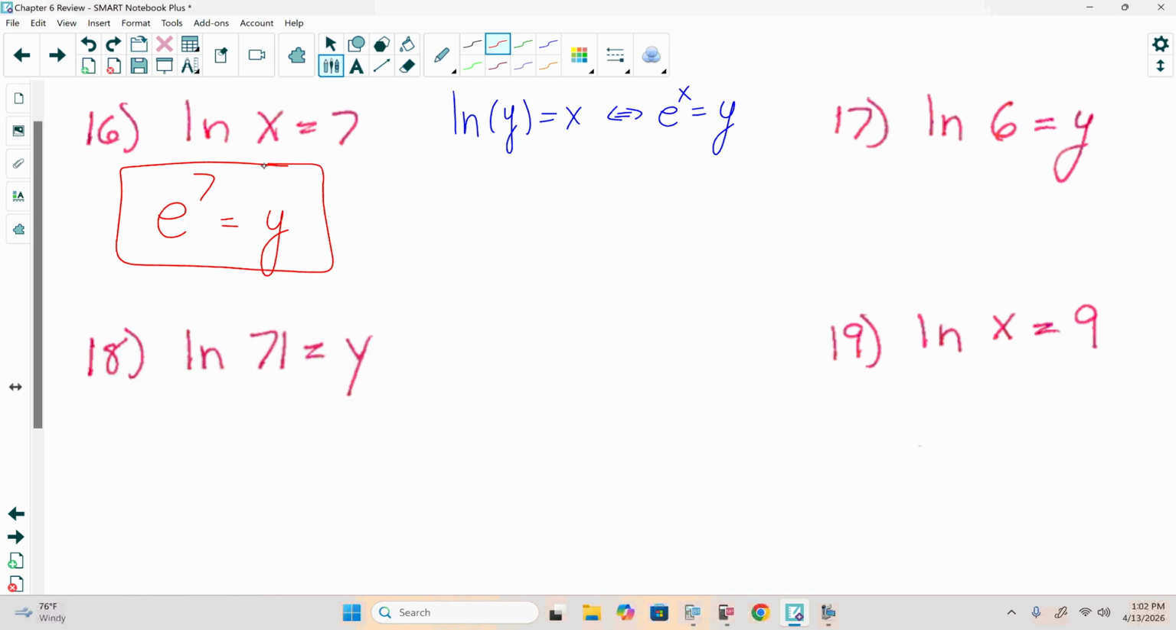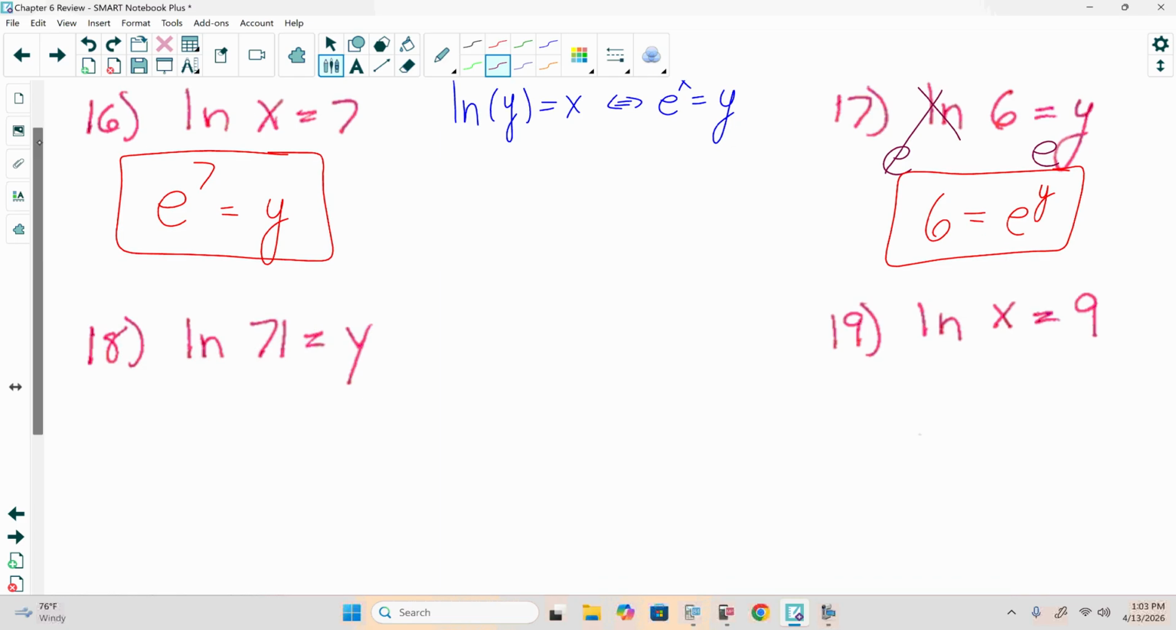Number 17. We can do exactly like I did on the previous one. Or we can do exactly the switching method, or if I wanted to, like on the last set, we can apply the base to both sides. Because e to the natural log of 6 would be 6. Our e to the y does not reduce. So 6 is equal to e to the y. E to the y is equal to 6. You get the exact same thing. Questions on 16 or 17?